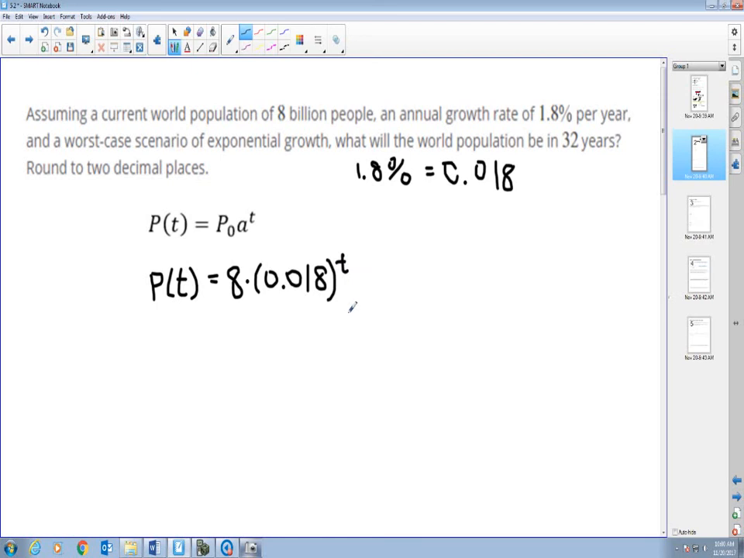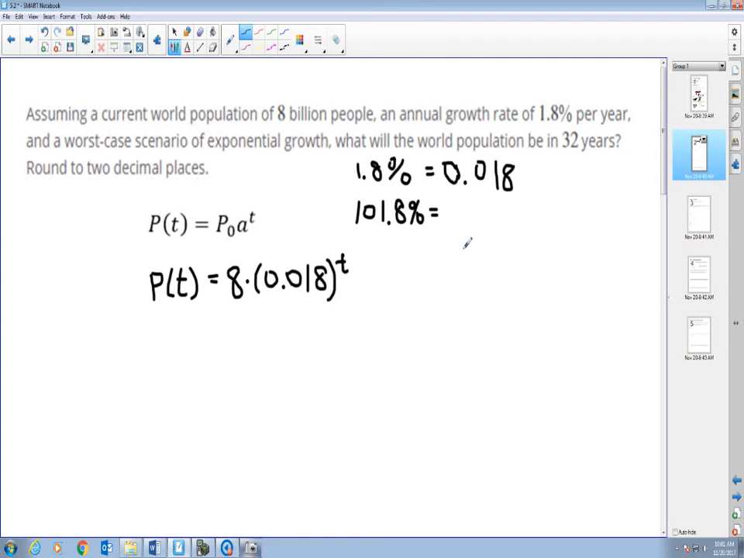And the reason is the initial 8 billion people will still be carried into the following year. So I'm actually taking the entire 100% of the 8 billion plus my 1.8% growth. So that means I'm actually having 101.8% for the next year computation.